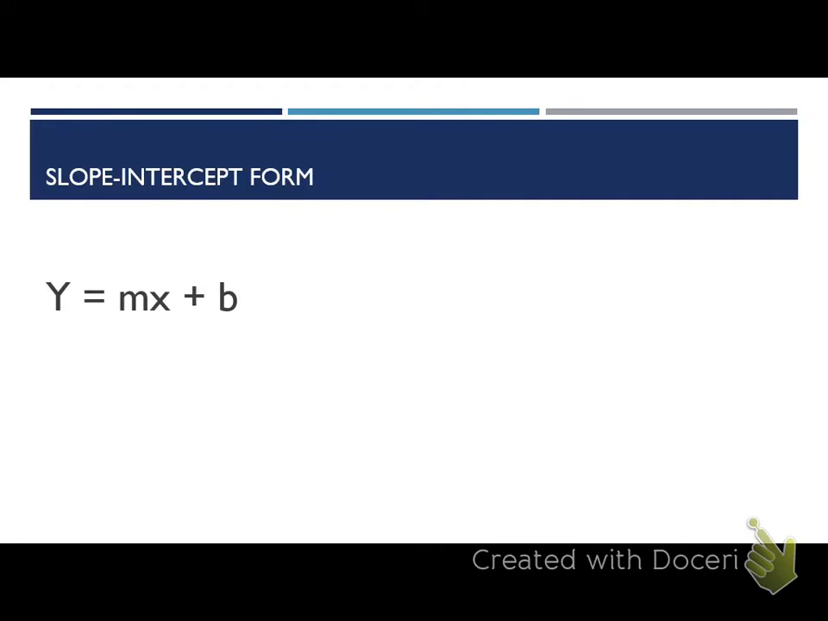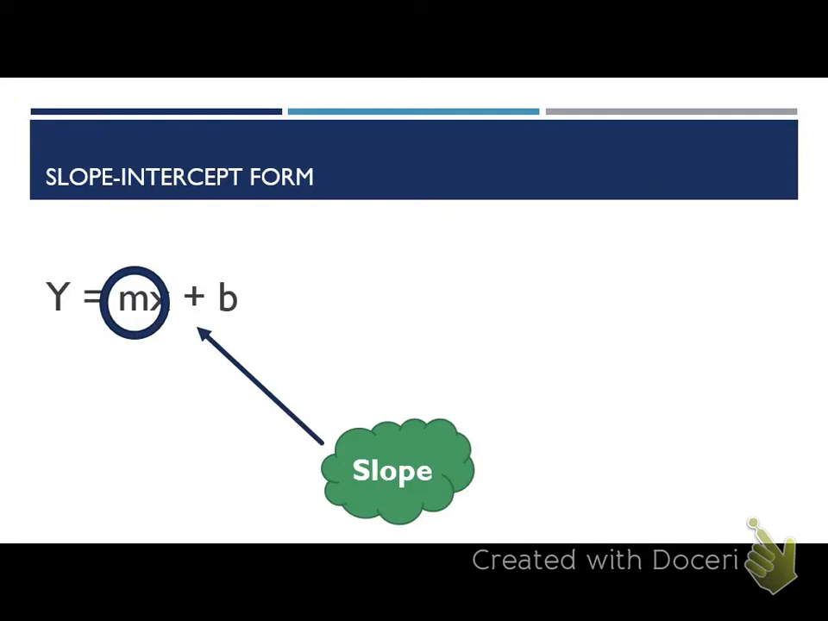So slope-intercept form is what it is called, because guess what two things you can find in slope-intercept form? The slope and intercept. So that's what you're going to label, starting with the letter M. The letter M is the slope. There are four types of slopes, and we'll talk about them below.